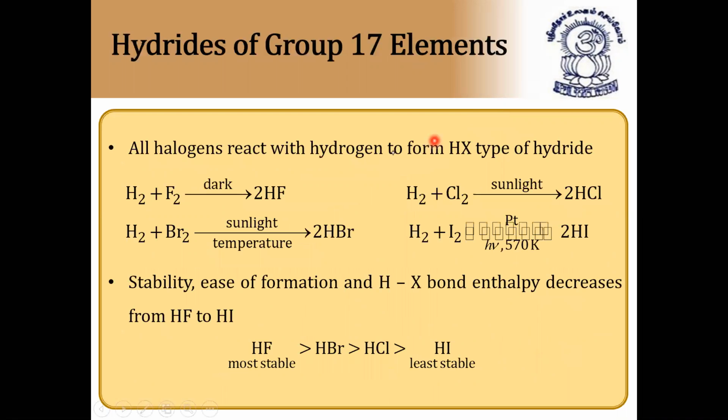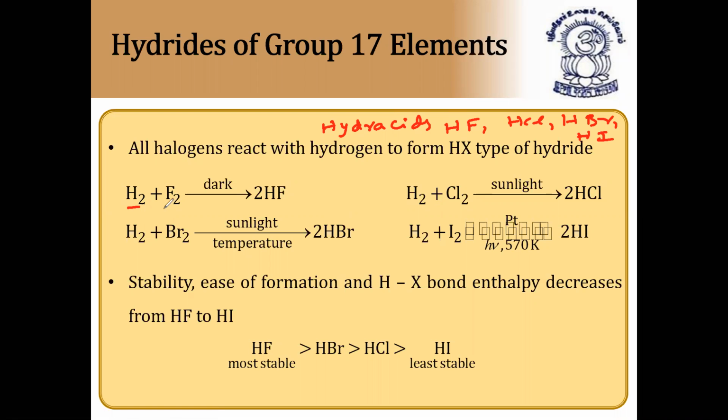Hydrides of group 17. Physical properties we have completed. Now we'll see the chemical properties of group 17 elements. All halogens react with hydrogen to form hydrides of type HX, because hydrogen is electropositive and halogen is electronegative. Basically, these are acids, called hydra acids: hydrogen fluoride, hydrogen chloride (hydrochloric acid), hydrogen bromide, and hydrogen iodide.